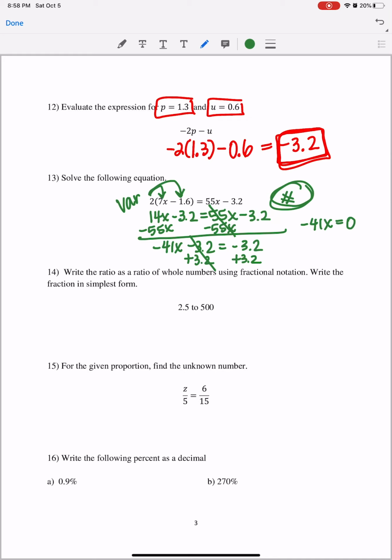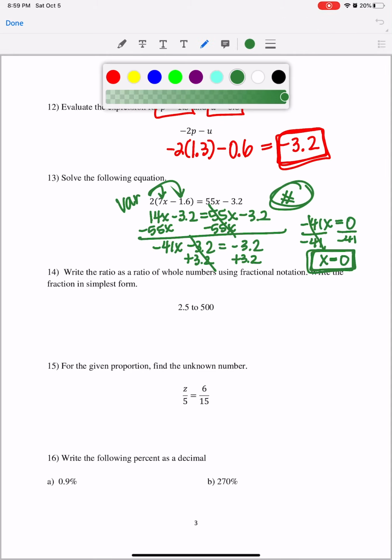Now, a lot of times when you guys get to something like this, you guys will just stop, but you can keep solving, you can keep going. How do you get x by itself? We divide by negative 41, and 0 divided by any number is 0, so my answer here is 0. Okay, 0 is a number, and so that is my solution to this equation.